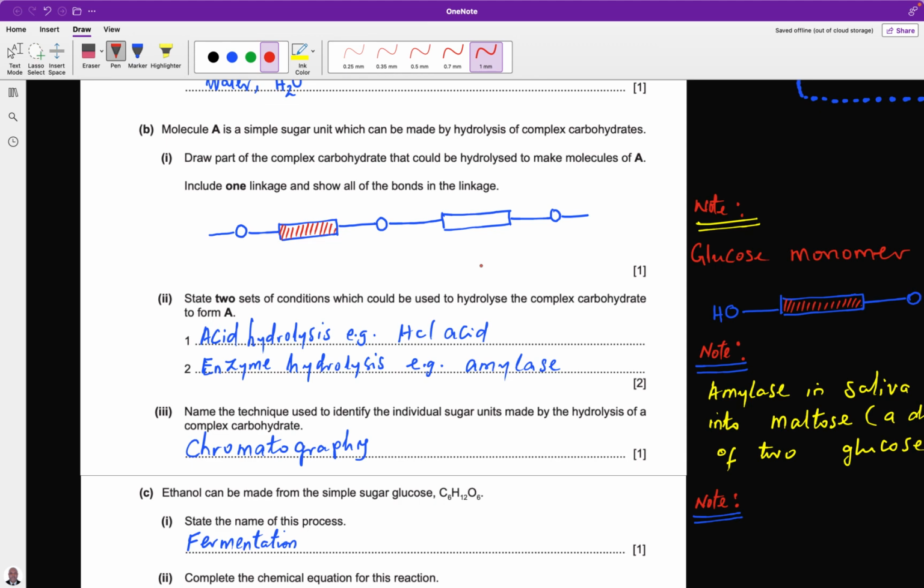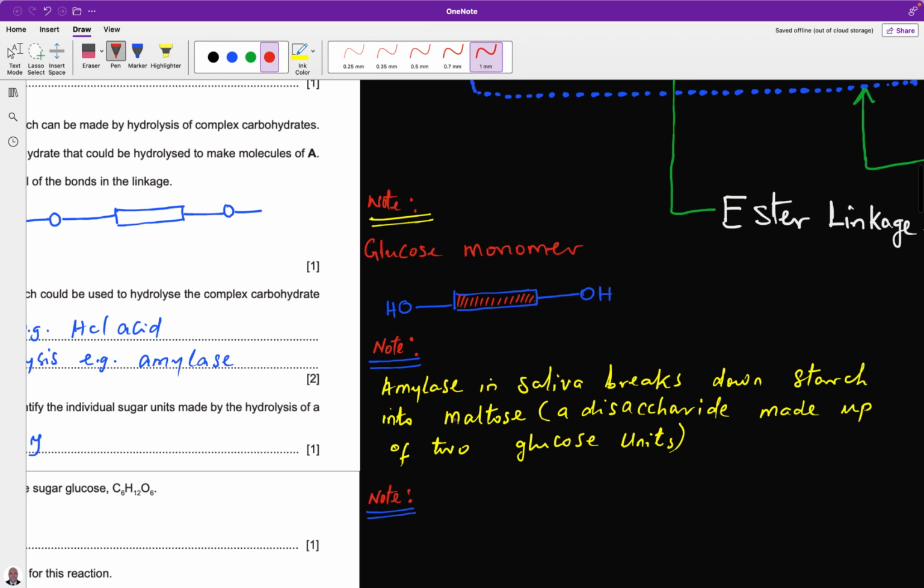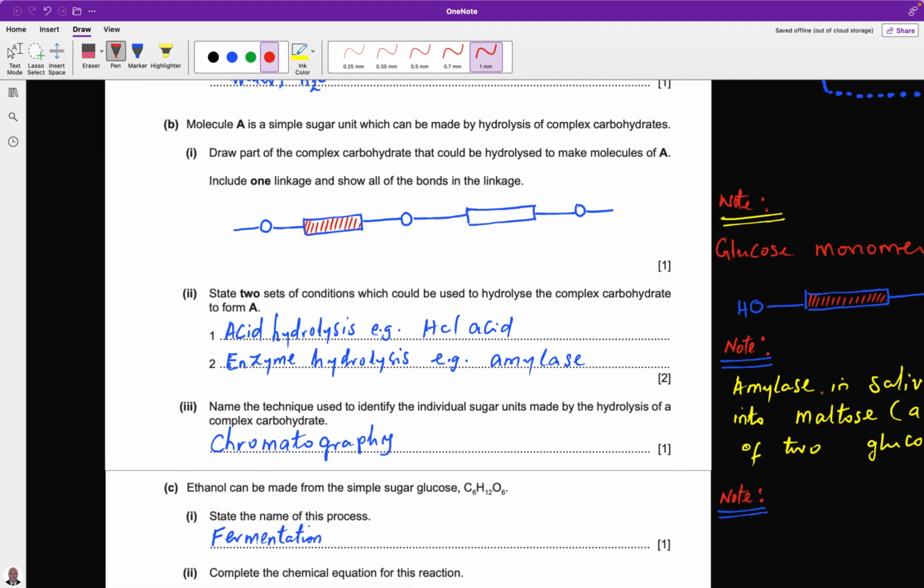An enzyme like amylase. In the saliva in your mouth, we have amylase. When you have some carbohydrate, amylase in saliva will break down starch into maltose. Maltose is a disaccharide made up of two glucose units. So there are two: either an enzyme hydrolysis or an acid hydrolysis.